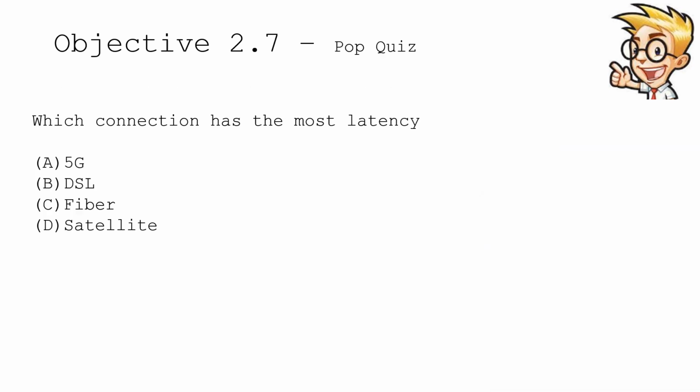Okay, we're at the end of Objective 2.7. Here's a pretty common question about networks and latency. Which connection has the most latency? So we have A, 5G, B, DSL, C, fiber, or D, satellite. Although there are different kinds of speeds that we get with these connections, sending data to and from space has a lot of latency, up to 200 milliseconds of latency. So satellite would be the worst choice.